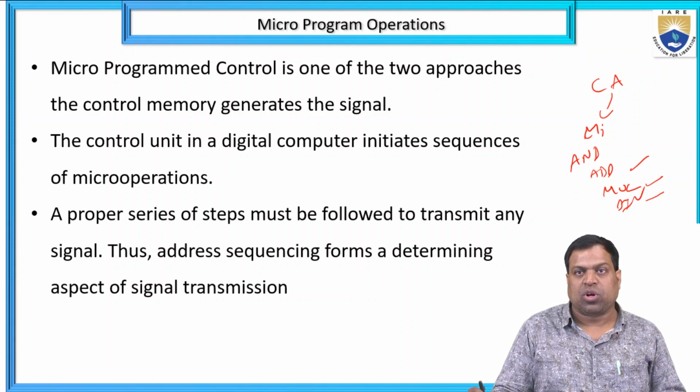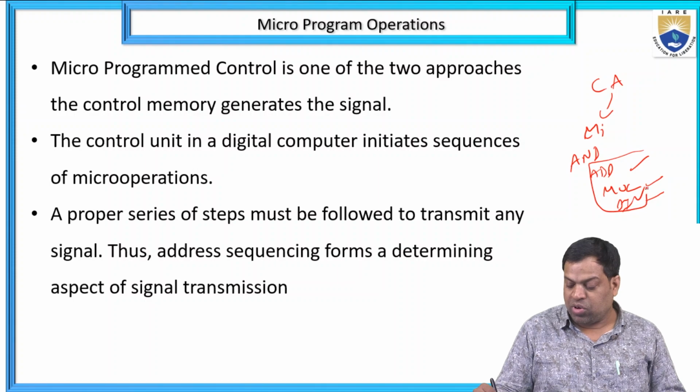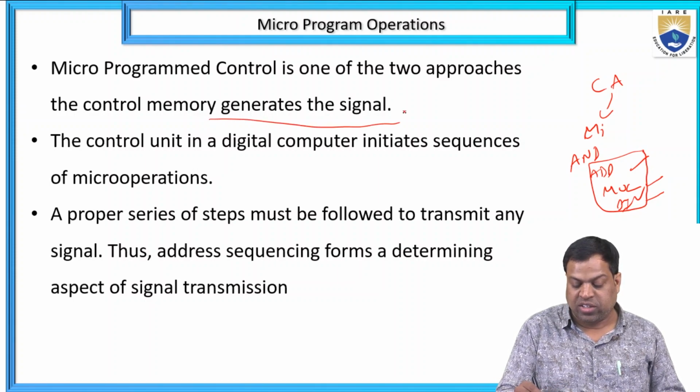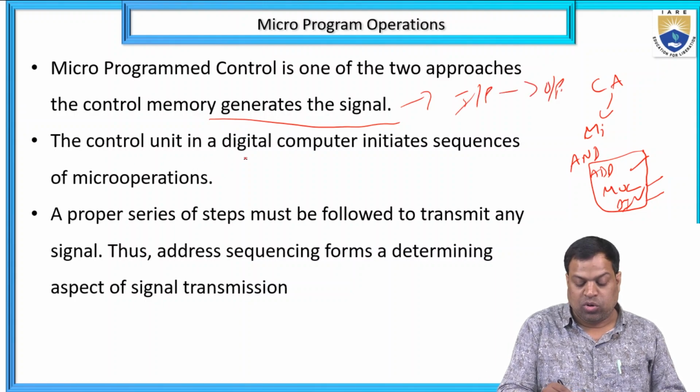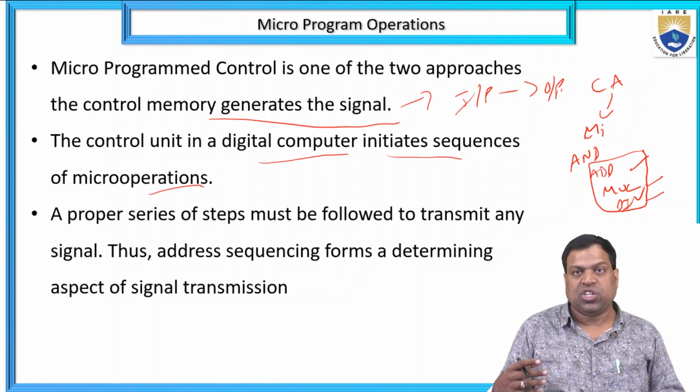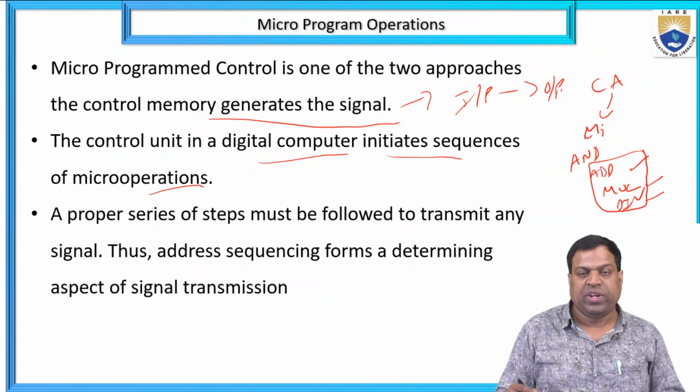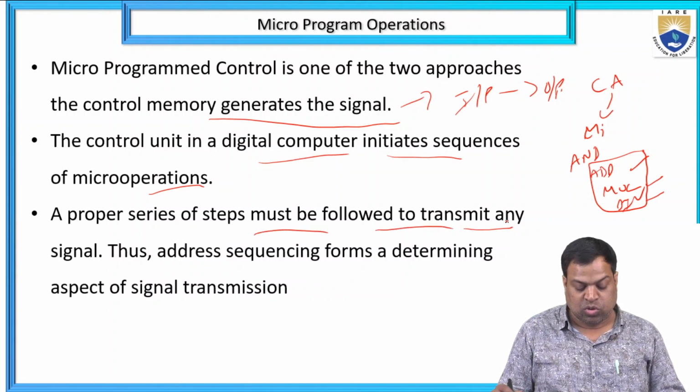So, in microprogrammed control, the two approaches of control memory generate the signal. For any microprogram, we need control memory to generate the signal. Signal means from input to output. The control unit in a digital computer initiates a sequence of microoperations. So, when we have to generate the signals in the memory, we need to initiate the initial sequences, but definitely we need microoperations to perform all those things. But a proper series of steps must be followed to transmit any signal. The address sequencing forms a determining aspect of signal transmission.